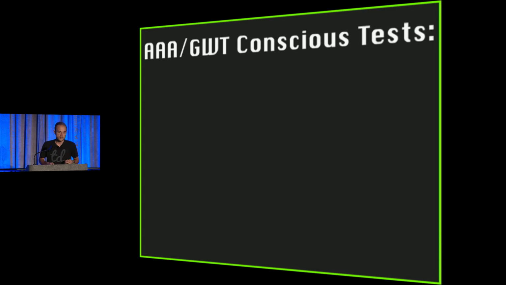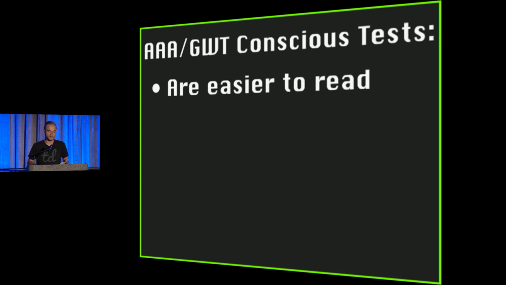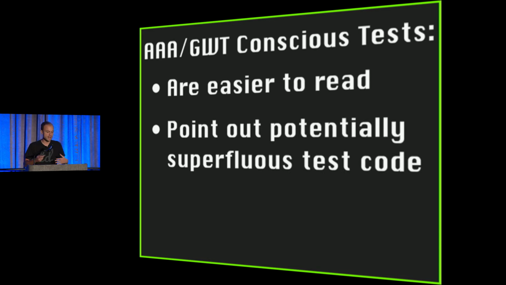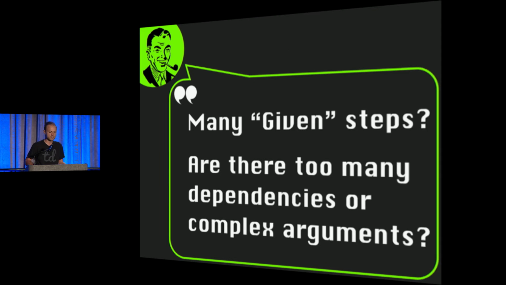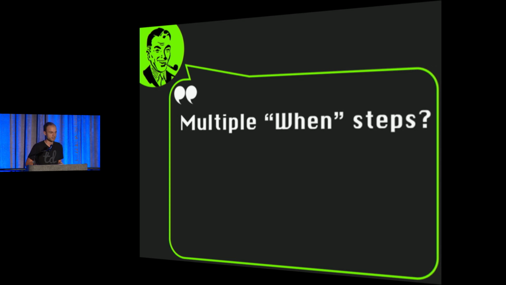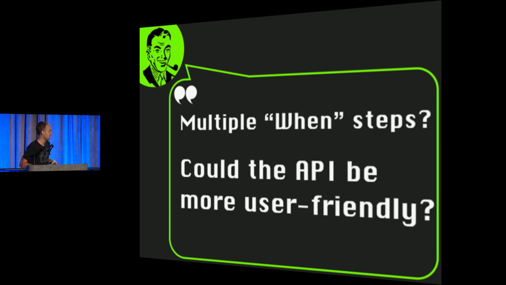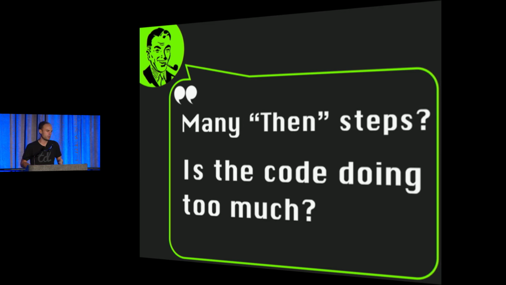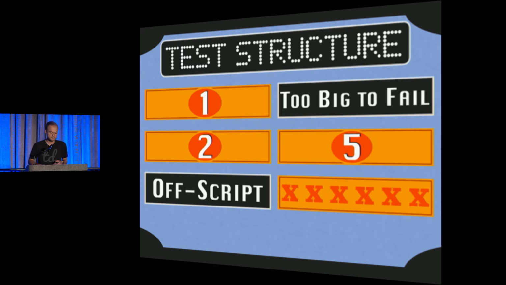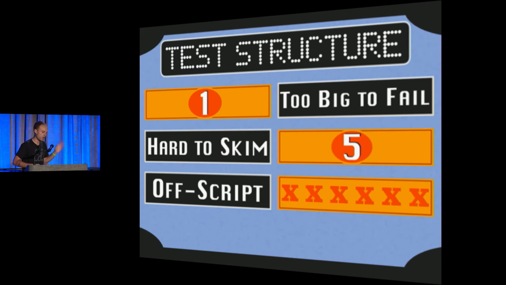I've noticed that tests that are conscious of these three phases are easier to read. They point out potentially superfluous code if it doesn't fit one of those phases well. And it can highlight certain test design smells. For instance, if you have a lot of given steps, there's probably too much setup. There are too many dependencies or too complex of arguments. If you need more than one when step, it usually means that the API isn't very user-friendly. It should be really straightforward to invoke any bit of behavior in our systems. And if you have multiple then steps, then maybe the code's doing too much or returning too complex of a type.